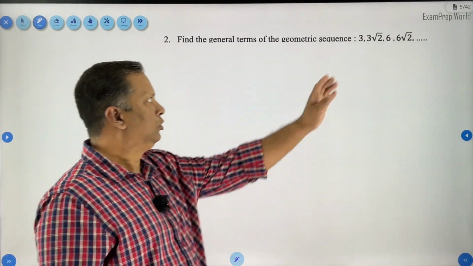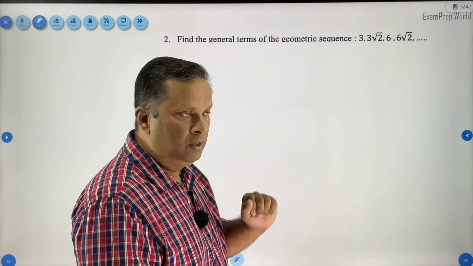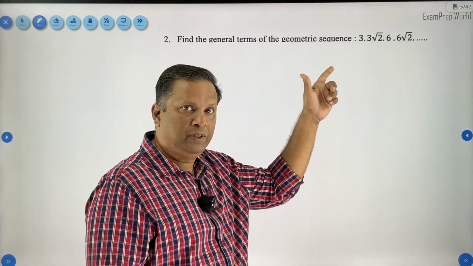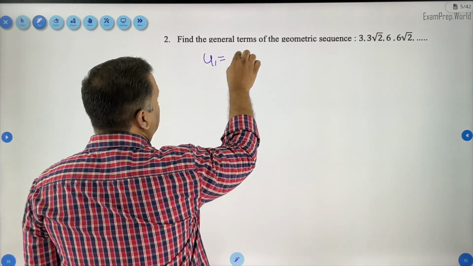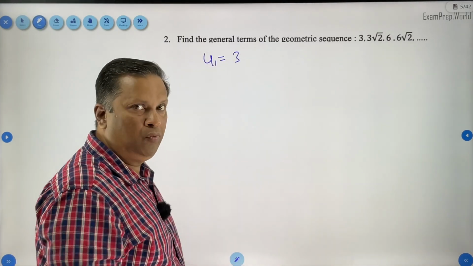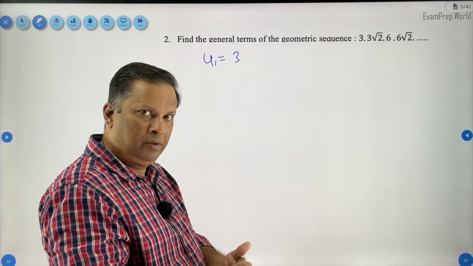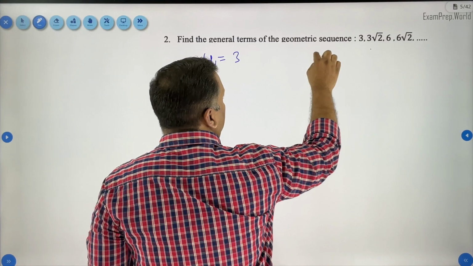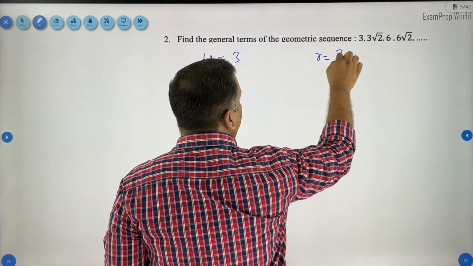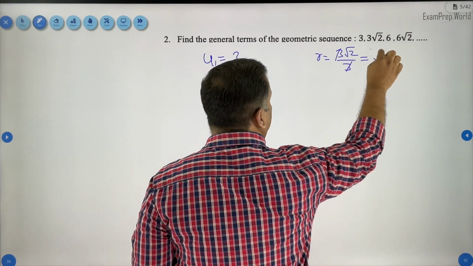Here you see roots. Don't be afraid of roots. They are also very simple. The rule remains the same. Here, what is the first term? U1 is 3. How to find R? I told you, divide any term by the previous term. So for R, I will do 3 root 2 divided by 3. What am I getting? 3 gets cancelled. R is root 2.